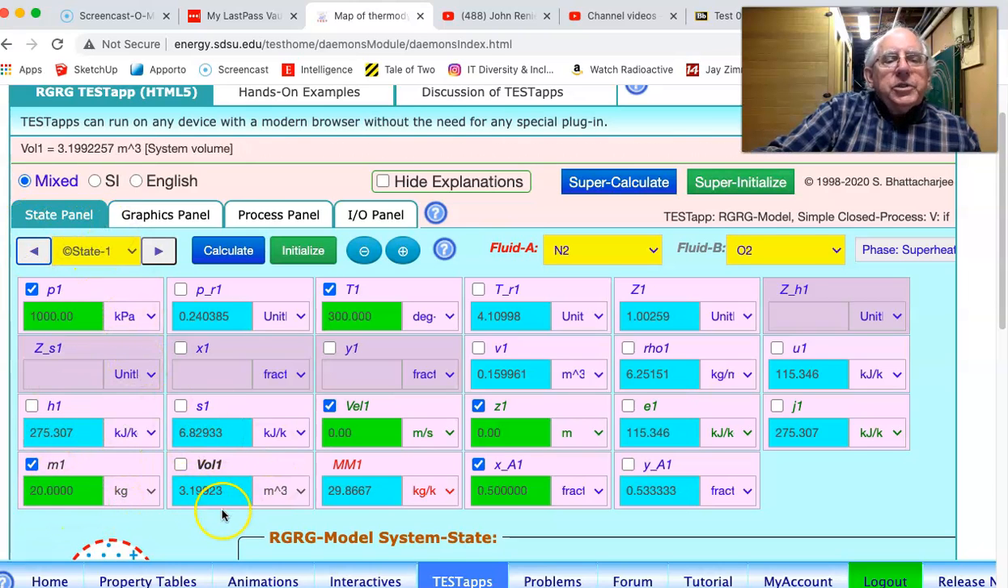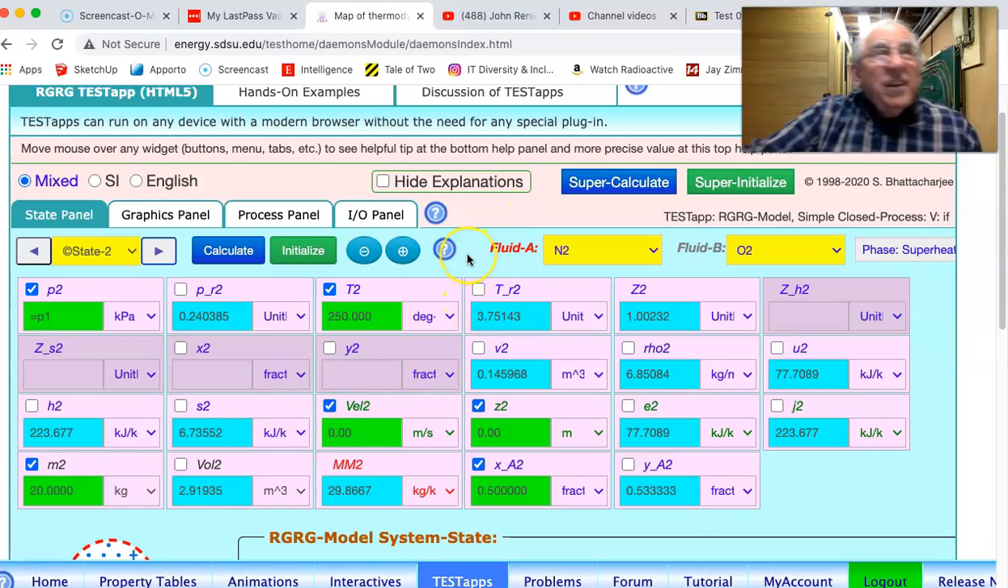State 1 in this particular case, assuming ideal gas, had a volume of 3.19. State 2, assuming real gas, had a volume of 2.91. So for this particular problem, you can see a slight difference in the magnitude calculated of the heat transfer and work when we assume non-ideal behavior.